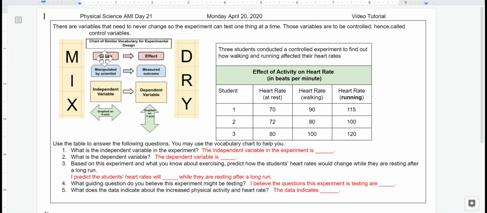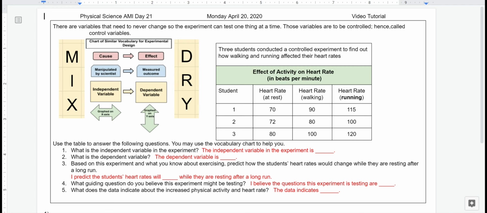Let's look over here at our independent and dependent variable graphics. So the independent variable, the I in mix, is manipulated by scientists. Again, manipulated, M. And it's graphed on the x-axis, so the X. This is also considered to be a cause. On the other side here, we have the dependent variable, D for dependent. It's also thought of as the effect, the respondent, or the measured outcome. And we graph this on the y-axis.